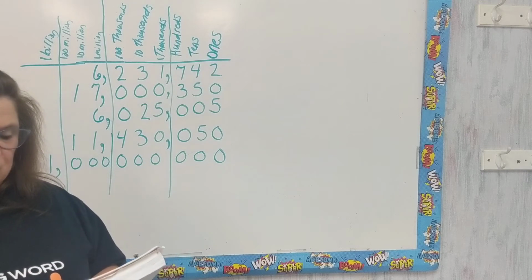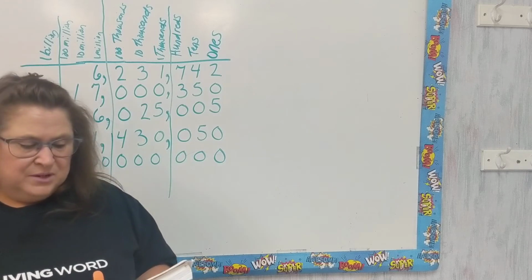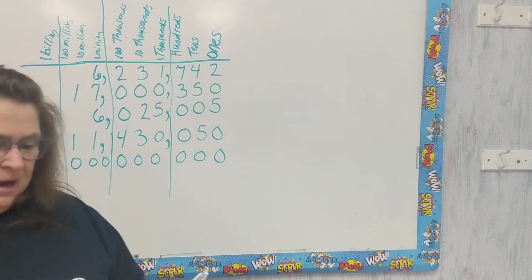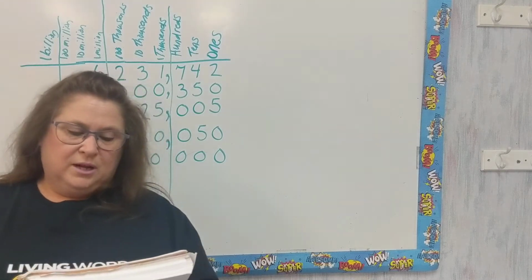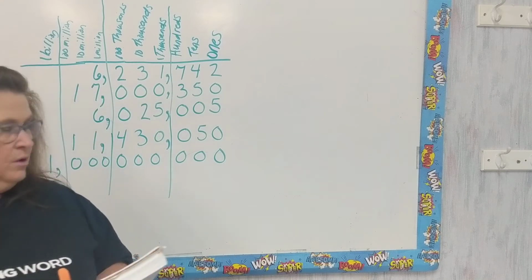Okay? Look at section 3. It says circle the digit in the 10,000s place. So in the 10,000s place, we have to circle it. So we have 326,742. So here we go.